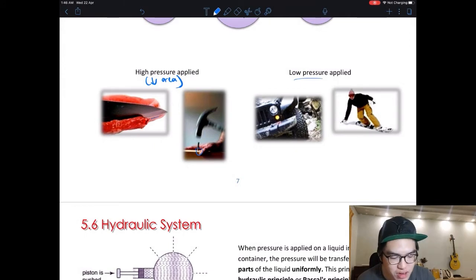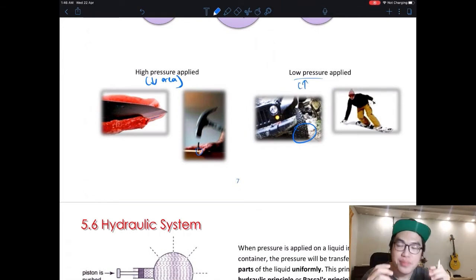Tires. Okay, for heavy vehicles, this is where I apply a large area. Why? Imagine now I have a lorry, I use a small tire, a very narrow tire, the pressure will be very high. I will sink into the ground. Can you see mud around? For vehicles that are going through mud, I need very broad tires because I need to reduce my pressure so that I can stay on top of the road or whatever.